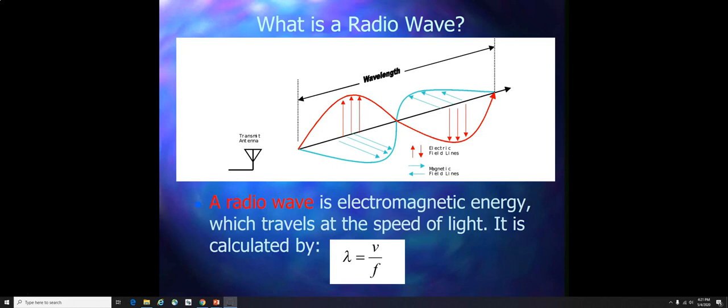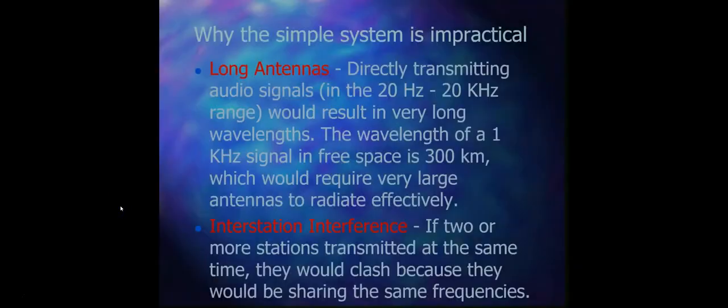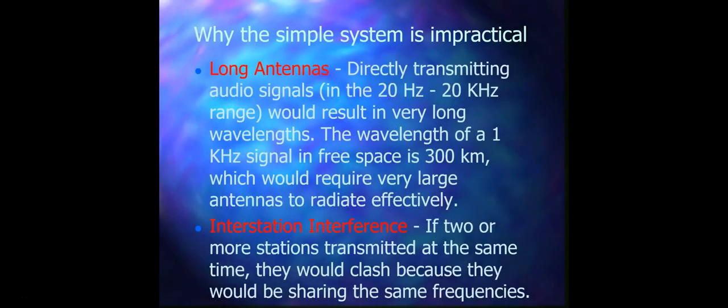Now coming back to the second problem which we saw in the previous slide: interstation interference. Imagine that somehow practical antennas were invented to work at audio frequency. We will want to operate several stations at the same time, so all stations will be sharing the same frequencies. It will be impossible to separate different stations at the radio receiver, since they are all on the same group of frequencies.